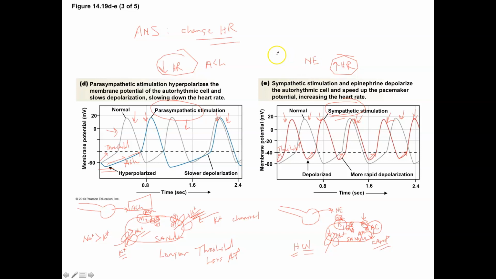So those are the types of action potentials that we see in the heart. We have the action potential of the cardiac contractile cells, and then we have the action potentials of the autorhythmic cells.